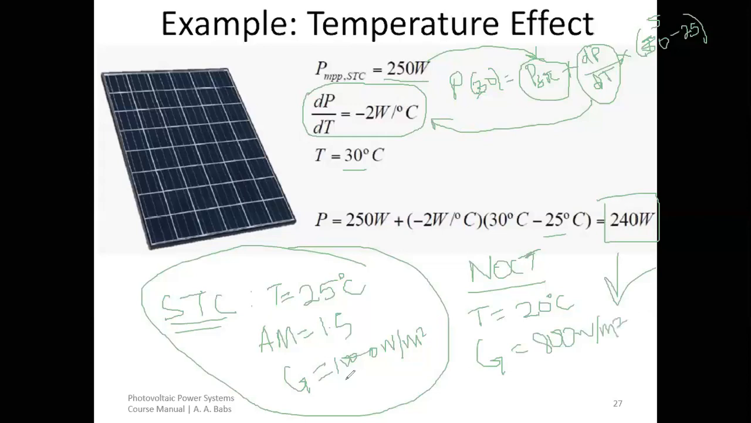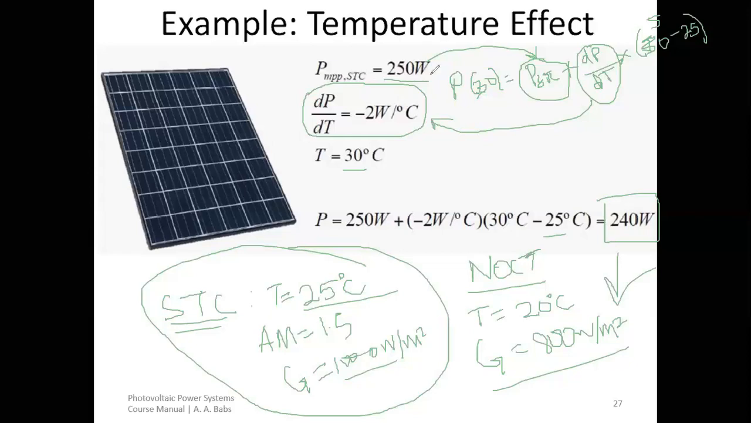So you can see that there are some variations here. At nominal operating cell temperature, these are the values you have. At standard test conditions, these are the values that you have. We will talk more about these in upcoming teachings. AM stands for air mass, and the same formula I showed you is the same formula you're going to use.